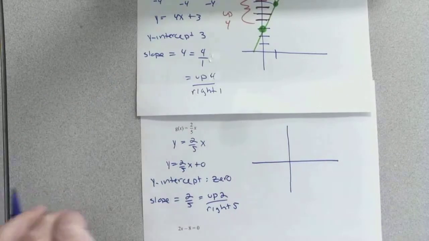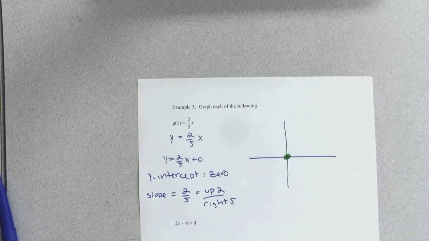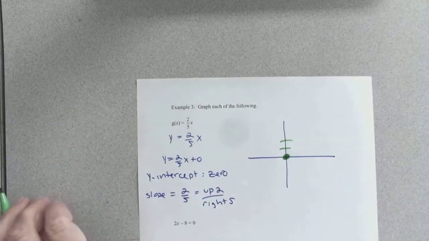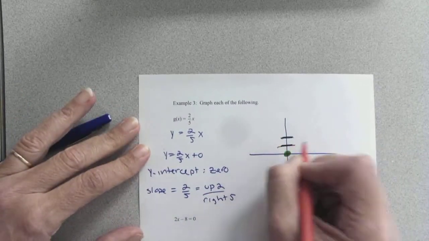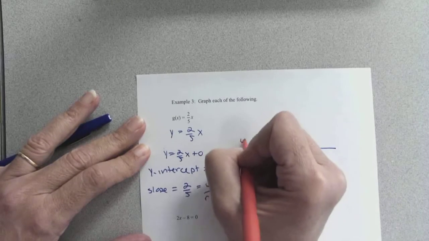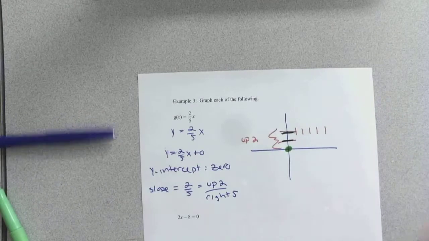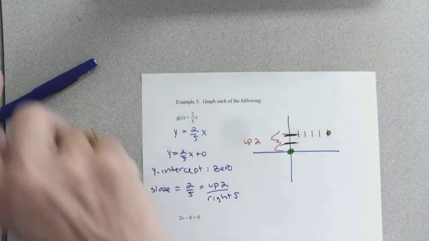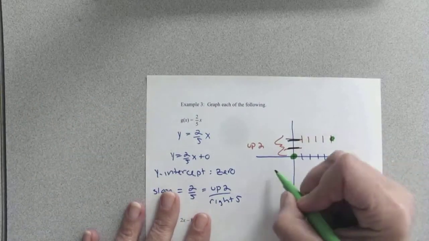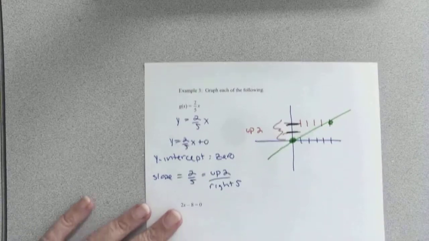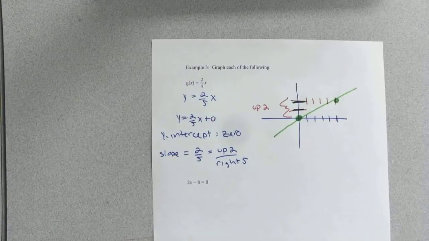So y-intercept 0, so it's crossing at the origin. Then up 2, that was supposed to be in blue, up 2, and so 1, 2. There's up 2, right 5, 1, 2, 3, 4, 5. There's going to be my new point, and let me just go ahead and put the corresponding tick marks down here. Connect the dots, and there's my graph. And let's graph one more time.